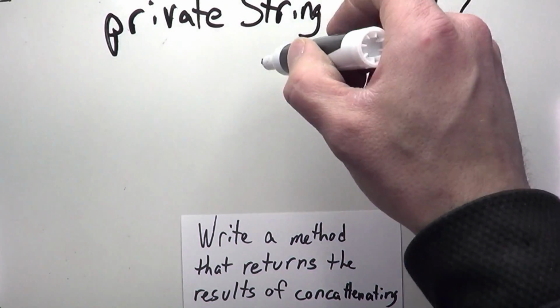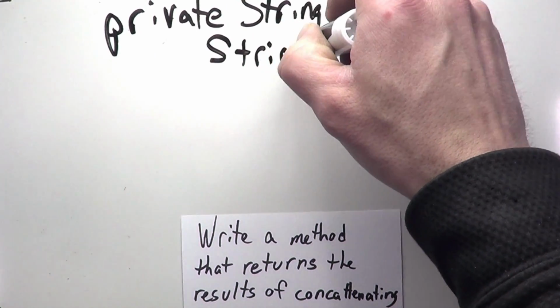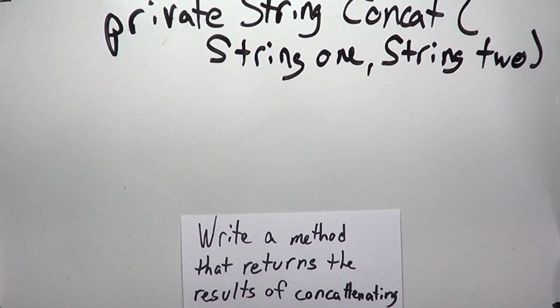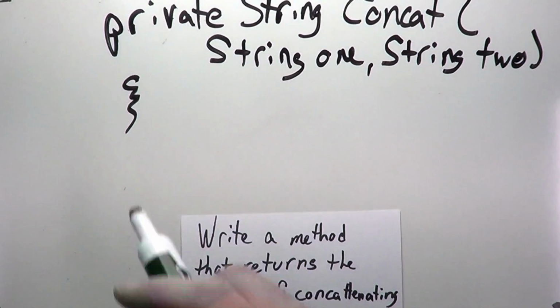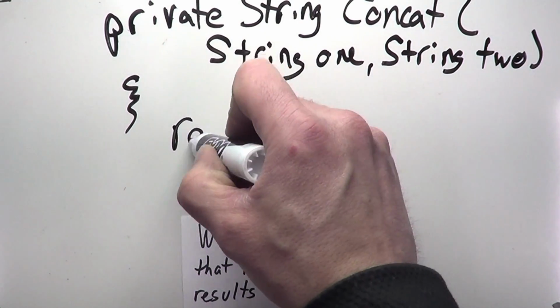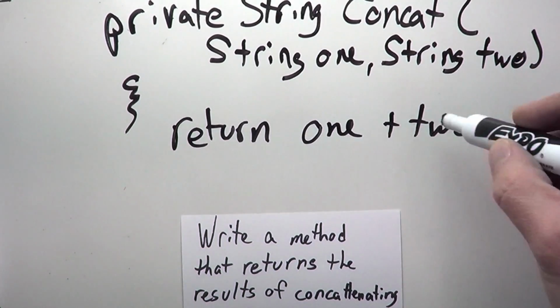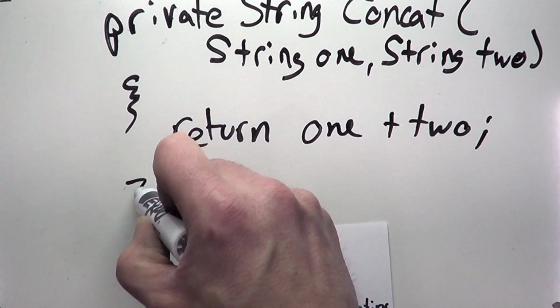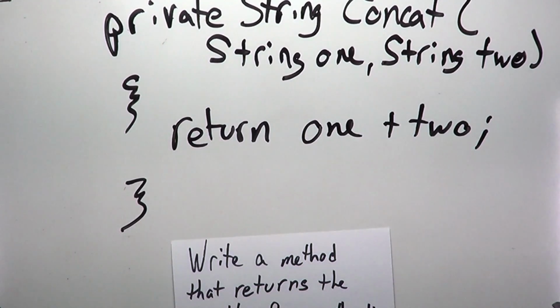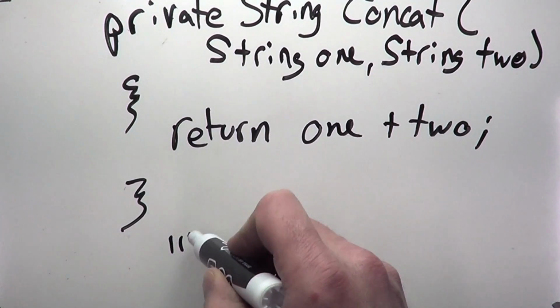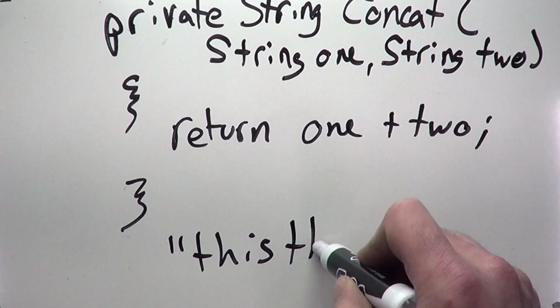And we'll pass in string 1 and string 2. That's supposed to be an opening curly brace. And just say return 1 plus 2. Close it. Okay, that works fine. So then they'll ask something, okay, if you pass in this and that, what's it going to return? Answer is just going to be, it's this, that.